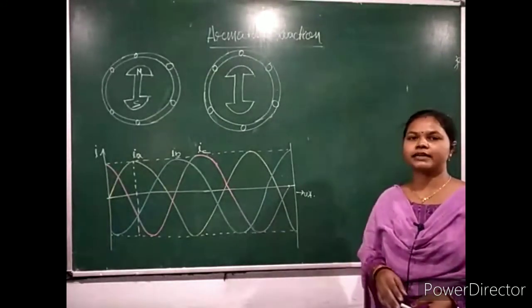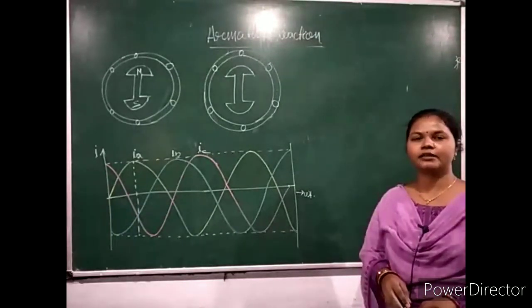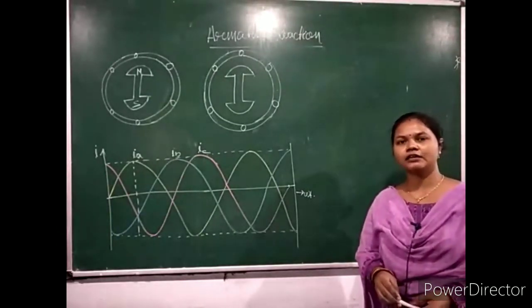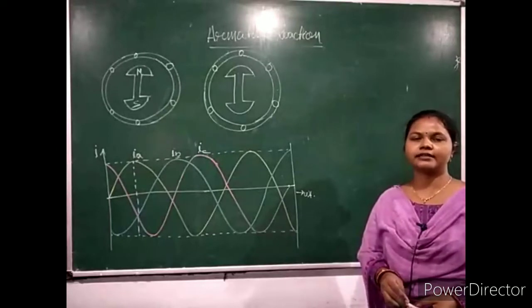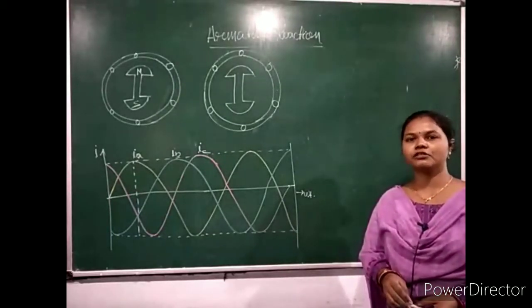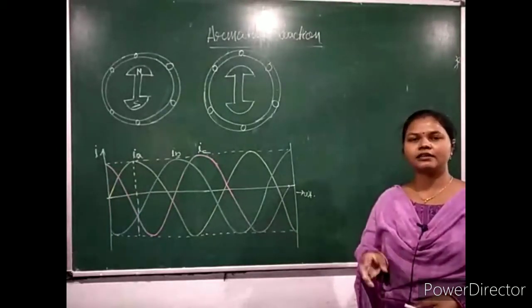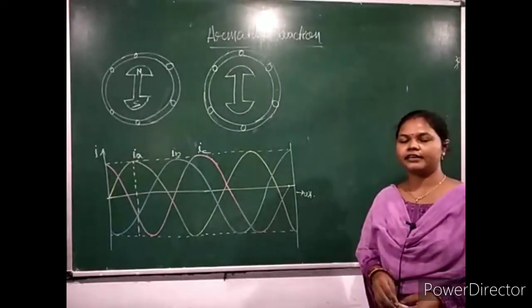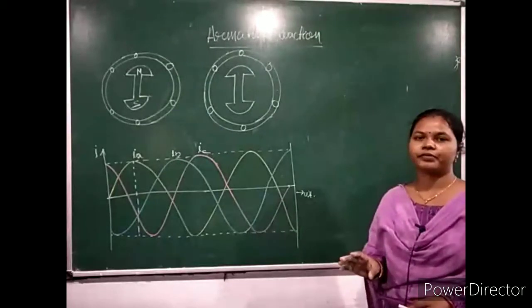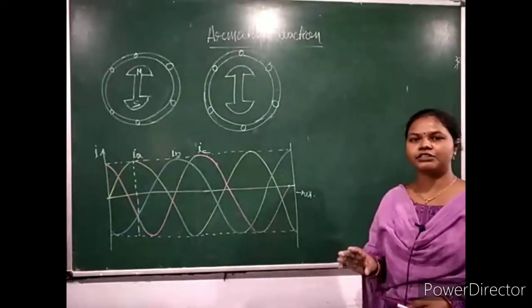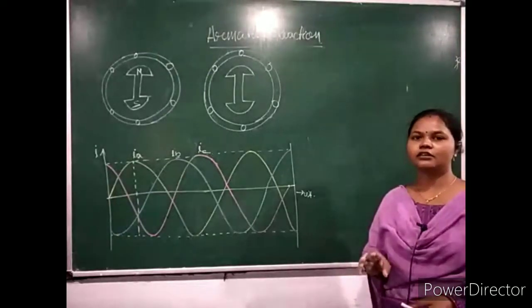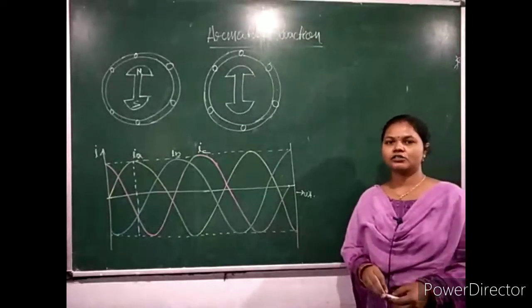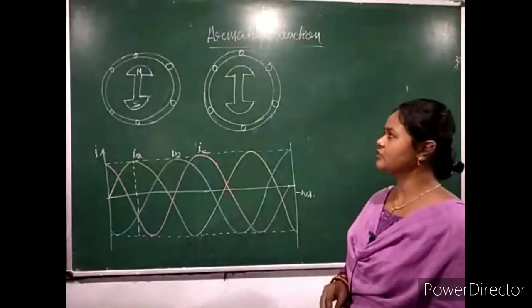Already you have studied this armature reaction in the portion of DC generator in the previous semester in the subject Energy Conversion 1, and it is similar to the armature reaction of an alternator. Here also the definition is the same. The definition of armature reaction is the reaction or the effect of armature flux on the main flux or field flux.